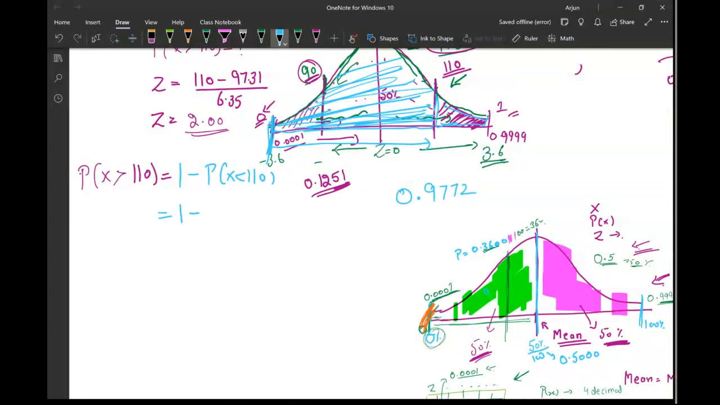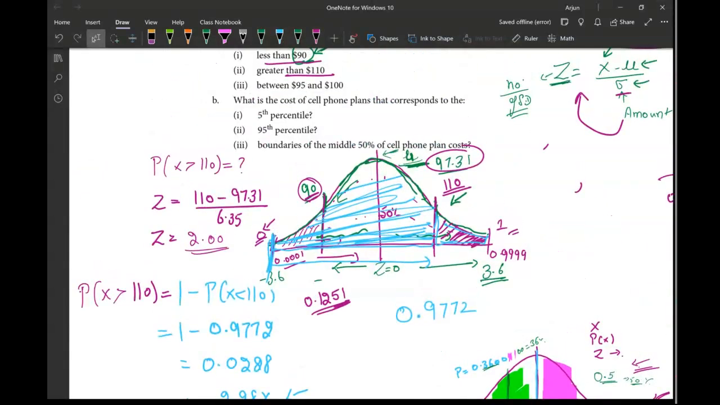So this will be 1 minus 0.9772, which will come across as 0.0228, or I can say 2.28% of the people will pay more than $110 in their plan, according to this question, or according to the data given to us.